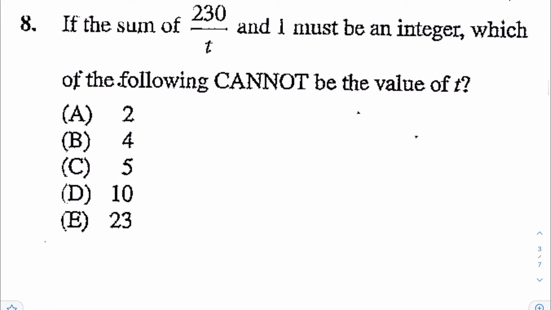All right, next for question number 8, the sum of 230 divided by T and 1 must be an integer. Which of the following cannot be the value of T? So when you're adding something and the number 1 has to be an integer, remember, an integer is a whole number. So because 1 of course is a whole number, that means that 230 divided by T must be a whole number too.